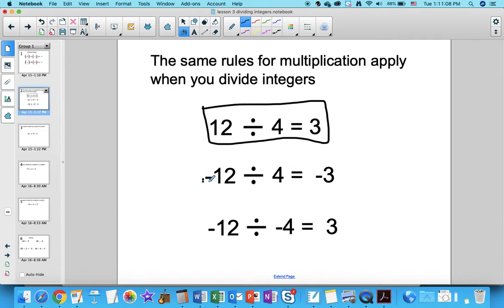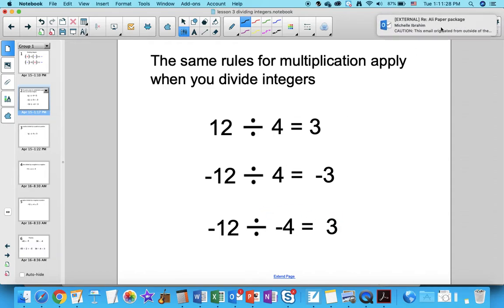You count the number of negative symbols, right? So if you only have one negative symbol, then you know your answer is going to be negative. And the same with multiplication. When you multiplied a negative and a negative, you got a positive. Well, when you divide a negative and a negative, you get a positive, right?